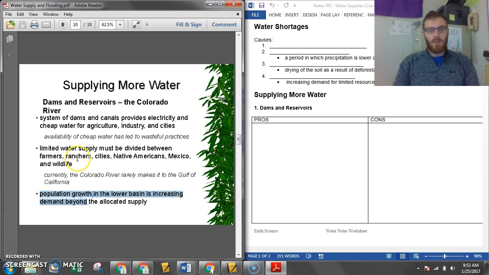The population growth in the lower basin is increasing demand of that allocated supply. So again, we come to this supply and demand topic where more people are going to require more water. However, there's not more water coming into the system.